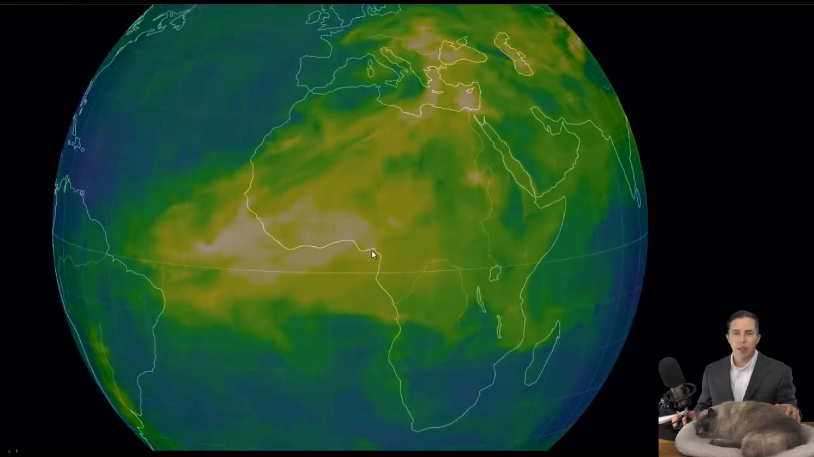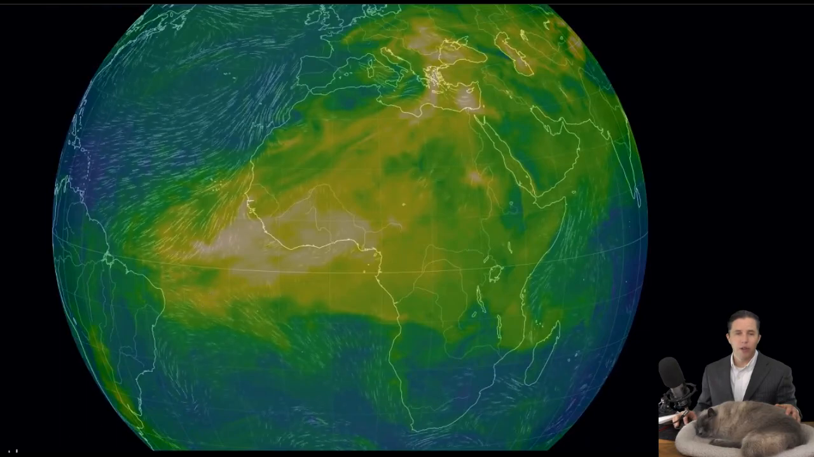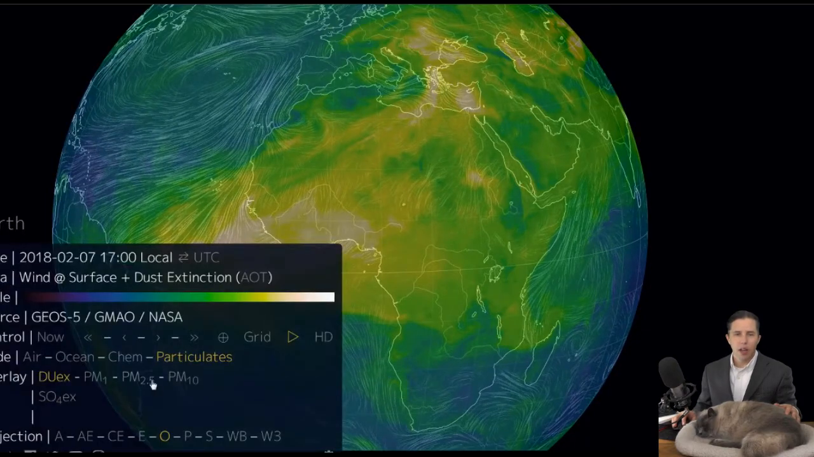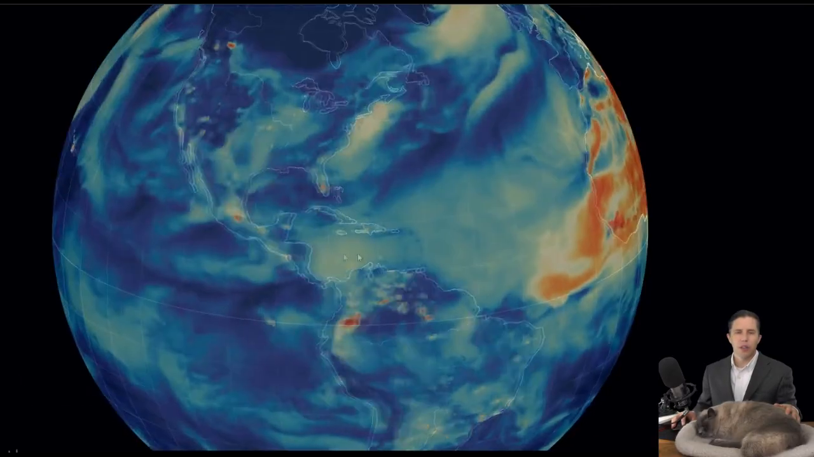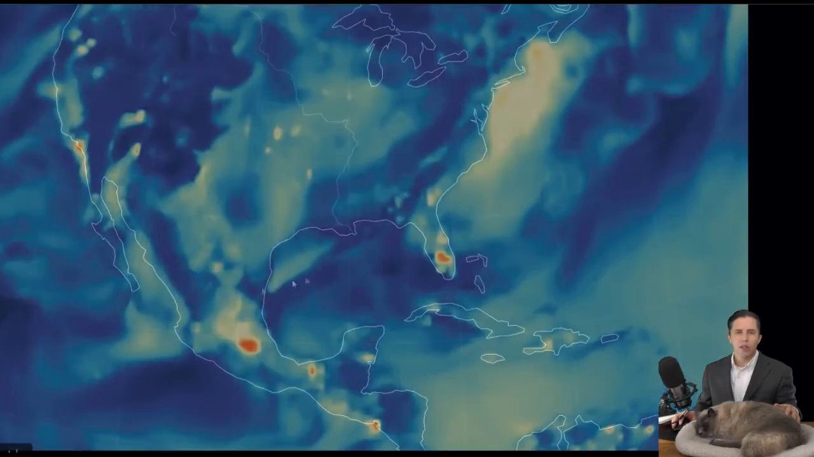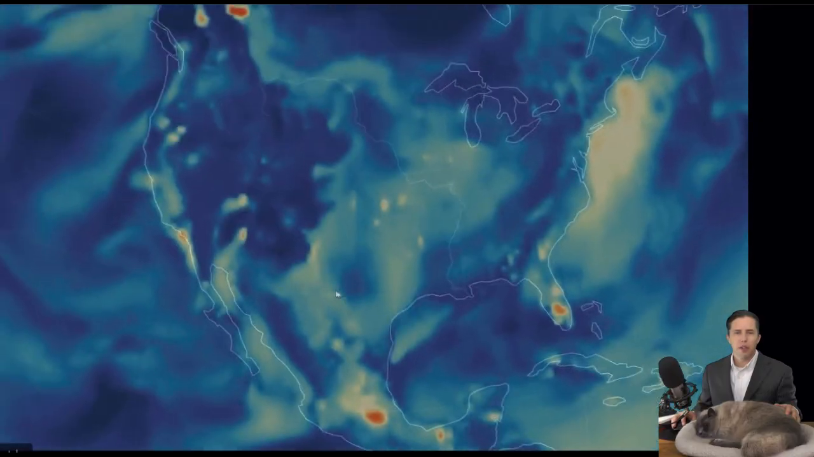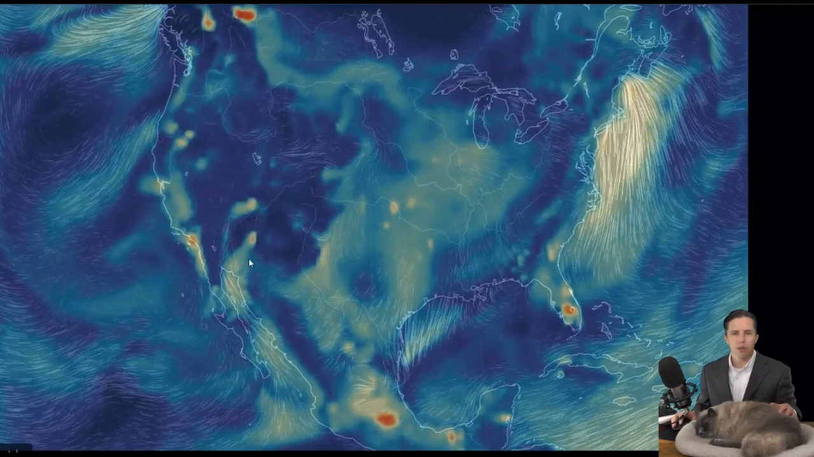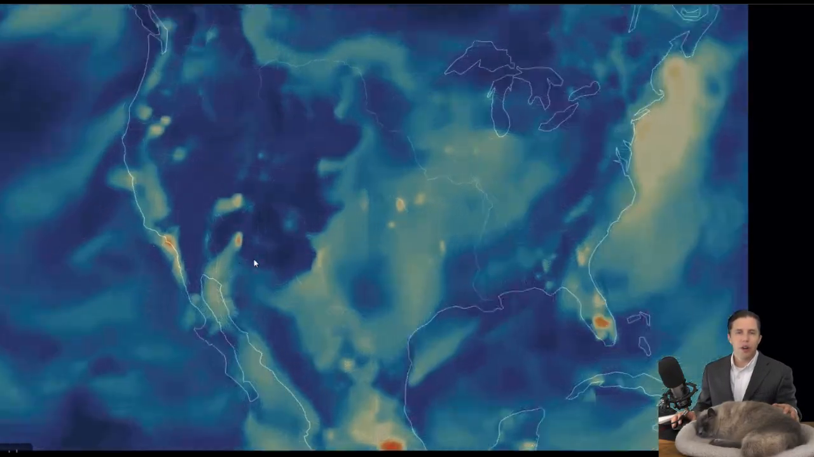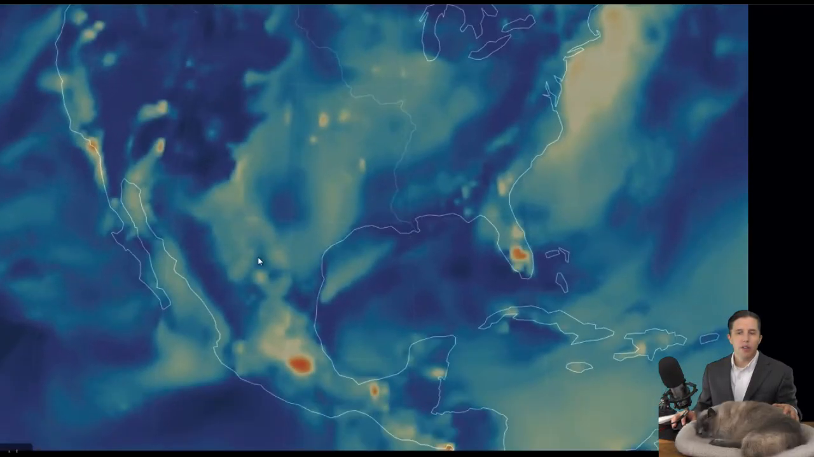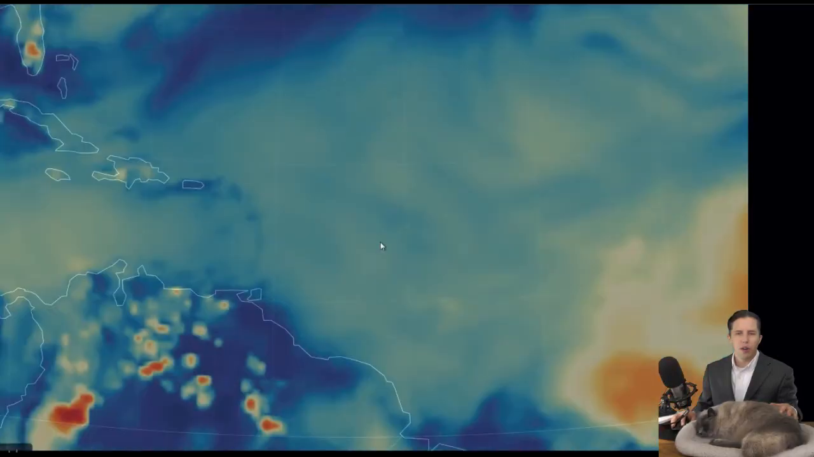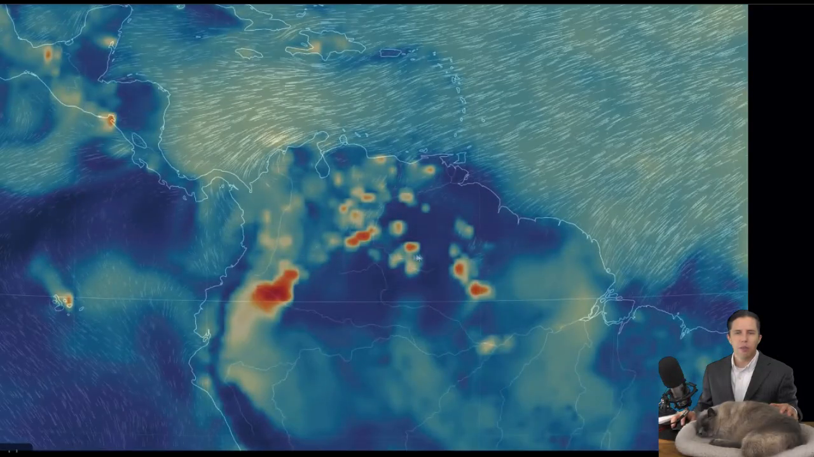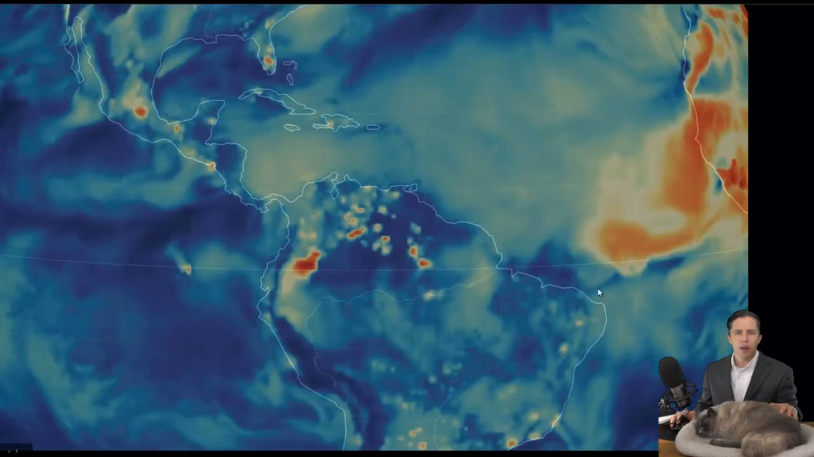So that's PM. Now we can also break it down further, and look at, say, PM 2.5, and we can see a few more details. You can see particulates coming from different sources. Some of these are fires. Some of these are cities with just a lot of smoke. That's probably Mexico City right there. If you go to South America, we see these spots. Those are probably all fires.